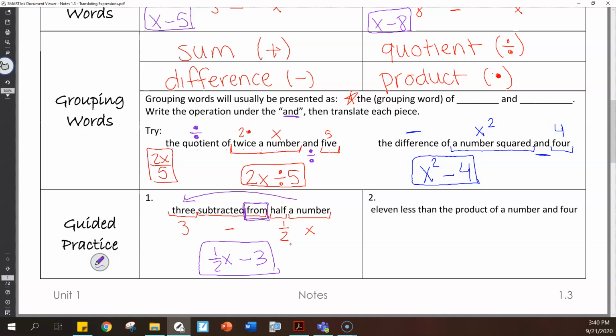Okay? And again, there are a couple different ways you can write this. If you want to write half a number as x divided by 2 or x over 2, that's okay. Most of these things are going to have multiple ways that you can write them, but the operation words should stay the same. 1/2 of x minus 3 is 3 subtracted from, flip that turnaround, half a number.